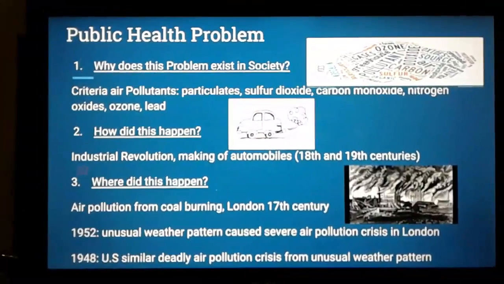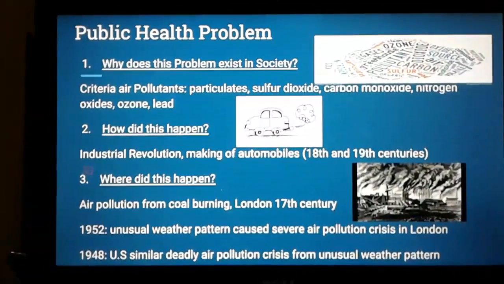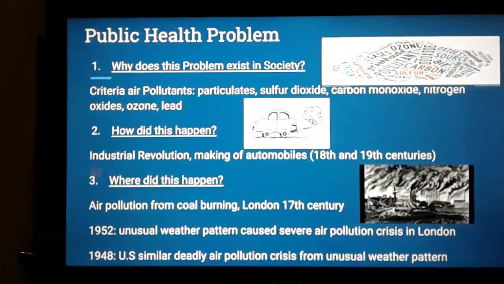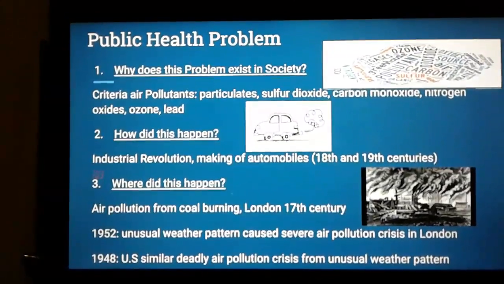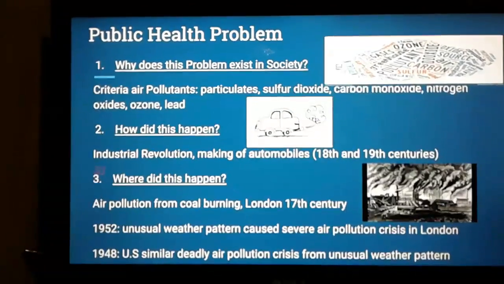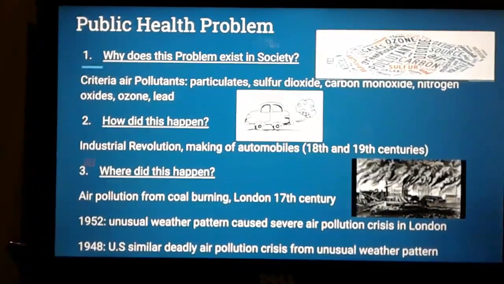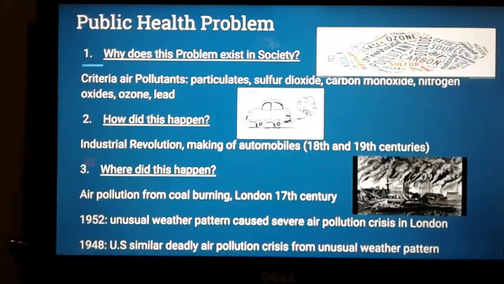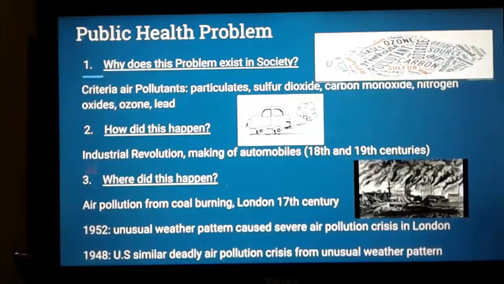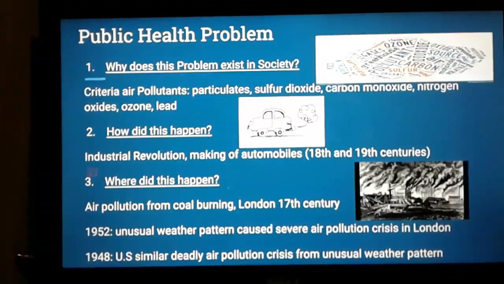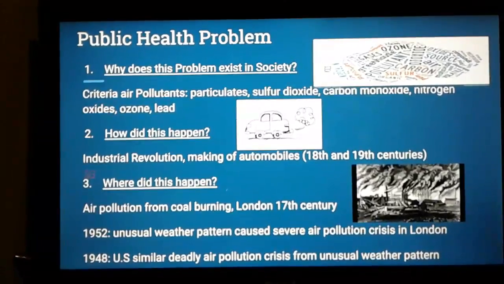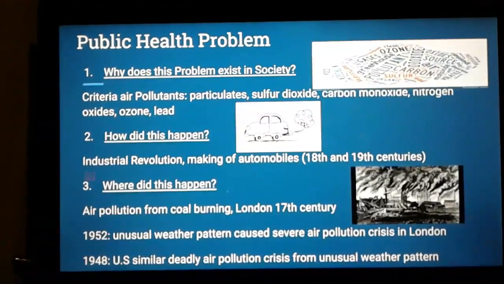Last but not least, lead. Lead is a highly toxic metal that can damage the nervous system, blood, and kidneys. Especially in children, it poses a risk to the development of their intellectual abilities. The main source is the use of leaded gasoline. So how did this public health problem come to be? How did it happen? It started in the 18th and 19th centuries with the Industrial Revolution boom and the production of automobiles. Motor vehicles are the primary source of air pollution in urban areas.